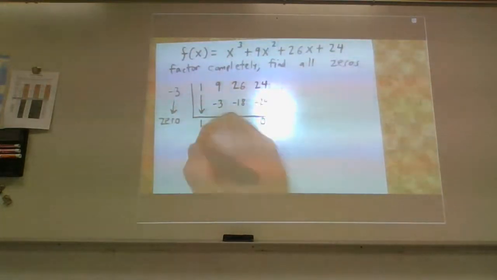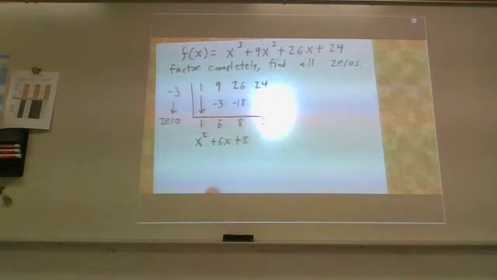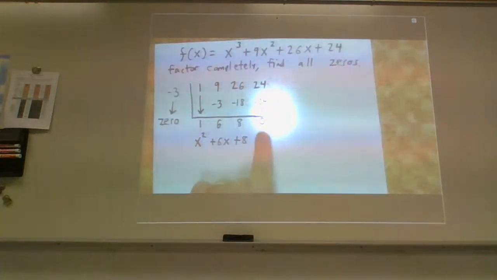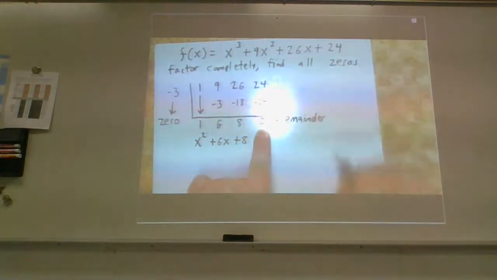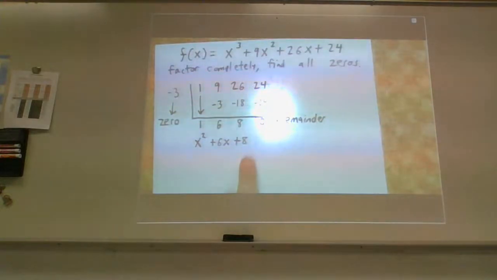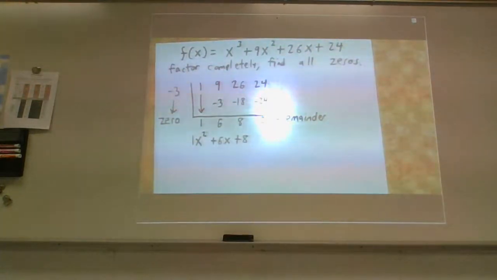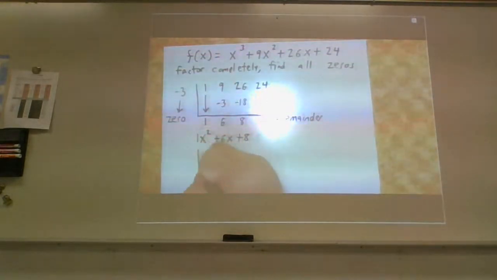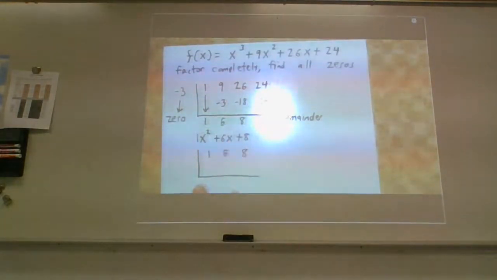Now, just as a reminder, this is my equation that I have left over. That last number, remember, is my remainder. Then the 8 is my constant, the 6 is my x, and the 1 is my x squared. It's a 1x squared, really. I am going to do another synthetic division. But this time, these are my numbers right here.